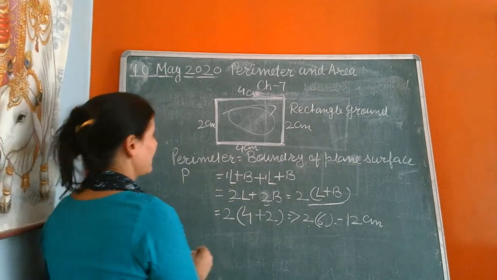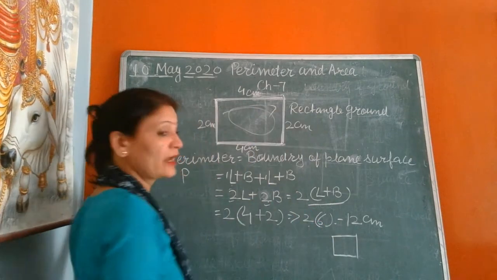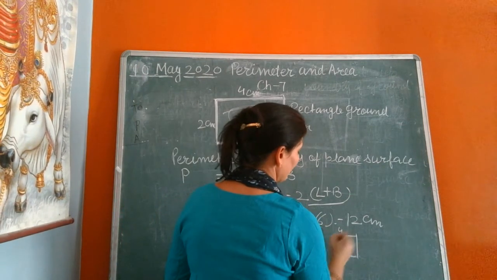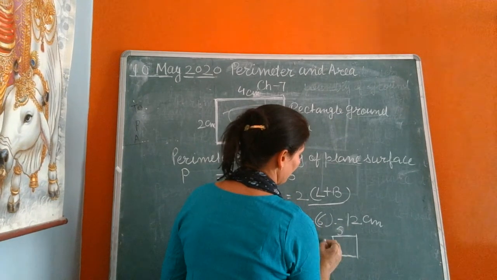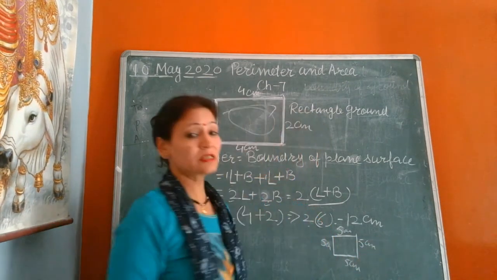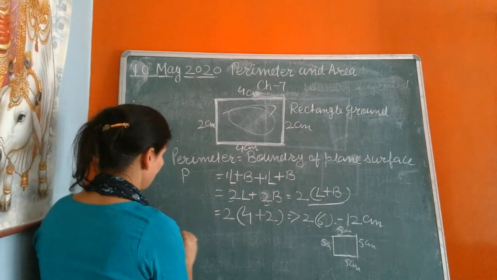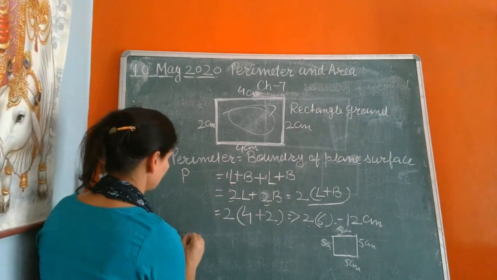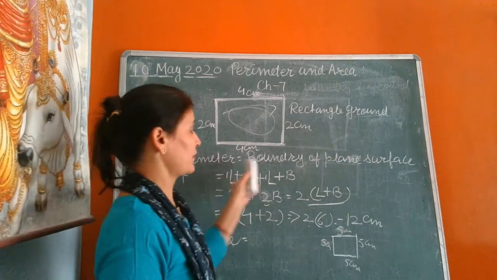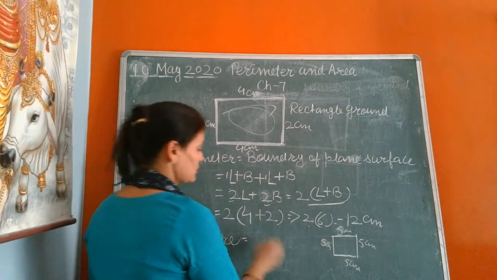Now, next is a square. Now, I am taking a square. A square has four sides equal. Four sides are equal, like 5 centimeter, this is also 5 centimeter. A square has four sides equal. Now, perimeter. Perimeter of square equal to, I have told you, what is perimeter? Boundary of a plane surface. There are four boundaries, but all are equal.